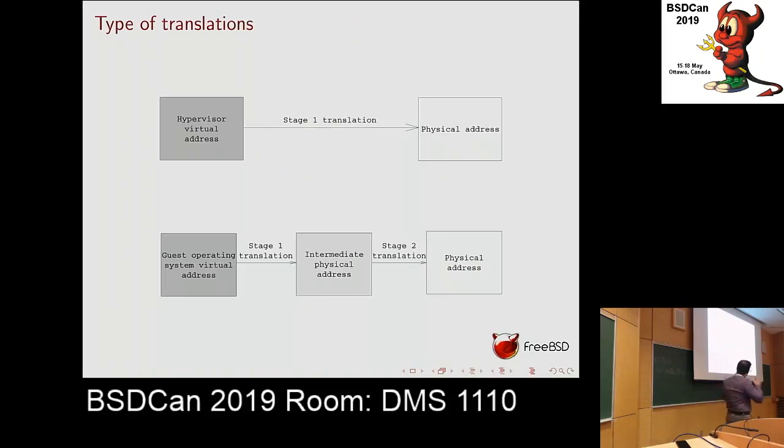Okay, here is a graphic with the translations. So we have the hypervisor mode, and we have a stage 1 translation to its physical address that is done with LPAE. And here we have the guest operating system, which has its own memory management, with a stage 1 translation to an IPA, intermediate physical address. And from here to here, the stage 2 translation is managed by the hypervisor. So the hypervisor will control to what physical addresses the virtual machine has access.